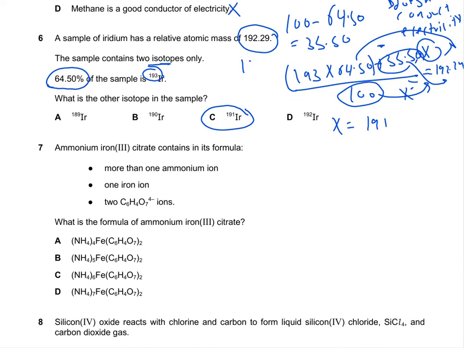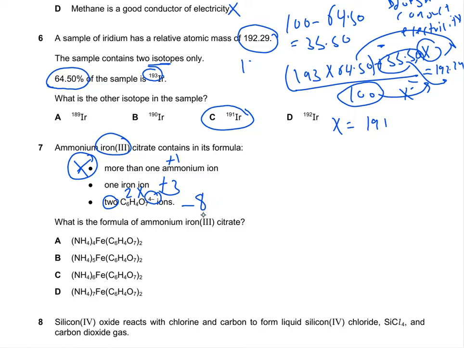Okay, ammonium iron 3 citrate contains in its formula more than one ammonium ion, so that's X. One iron ion, which is positive 3, as it's iron 3 here, and two citrate ions, its charge is negative 4 and it's 2, so 2 times negative 4, which is negative 8. And the ammonium, we know that the charge of the ammonium is positive 1, but we don't know how many ammonium ions are in this compound, so it's X.